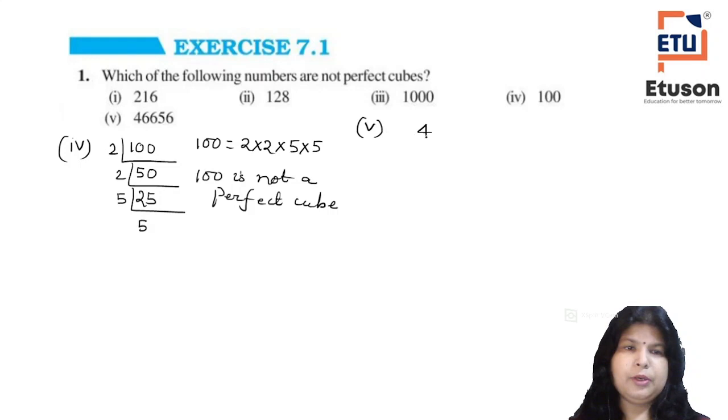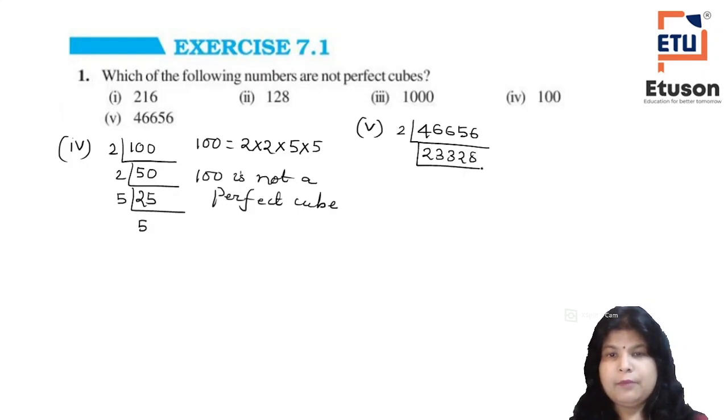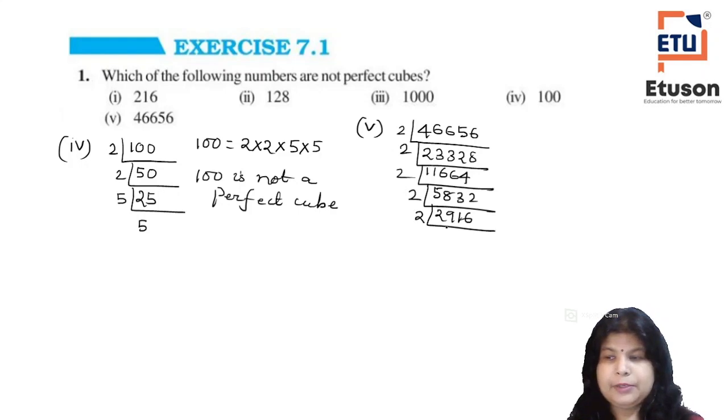So what is your number? You have 46,656. So let us find out the prime factors of it. Divided by 2 you get 23328. Divided by 2 you get 11664. Divided by 2 you get 5832. Divided by 2 you get 2916. Divided by 2 you get 1458. Divided by 2 you get 729.